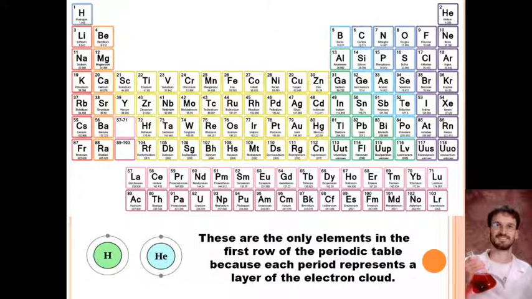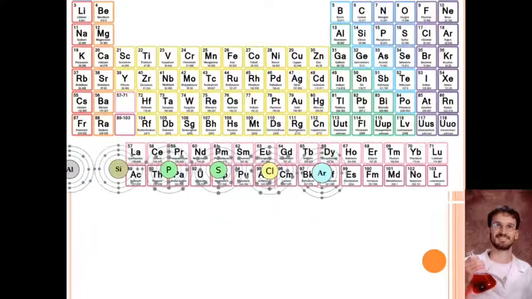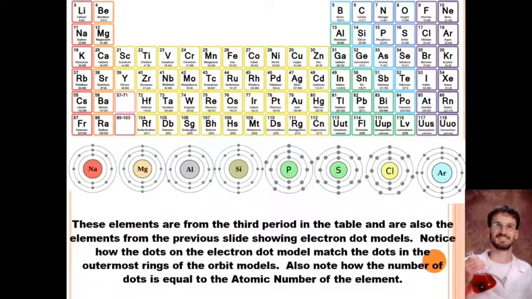So the first row of the periodic table contains hydrogen and helium. So we have our hydrogen, and then this is our outermost shell because it's the first ring, and it holds 1. Helium holds 2 electrons, and now it's full. This is why we jump to the next row, because every row in the periodic table represents the filling of one of the shells in the electron cloud.